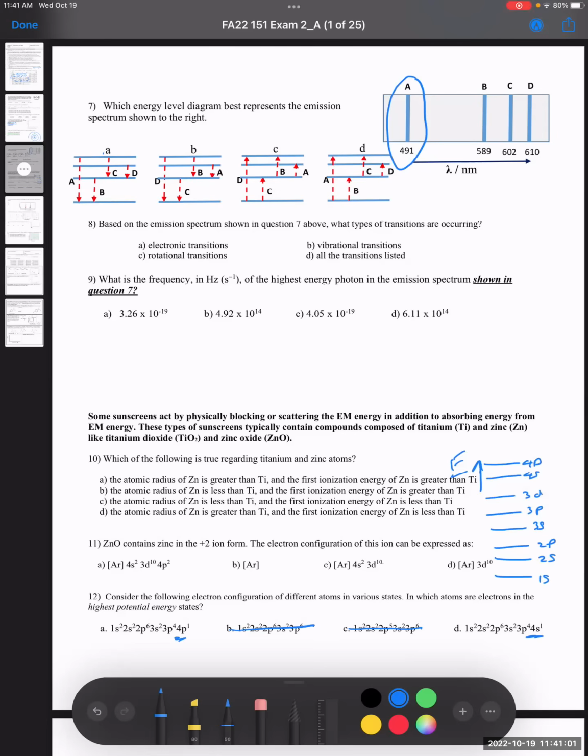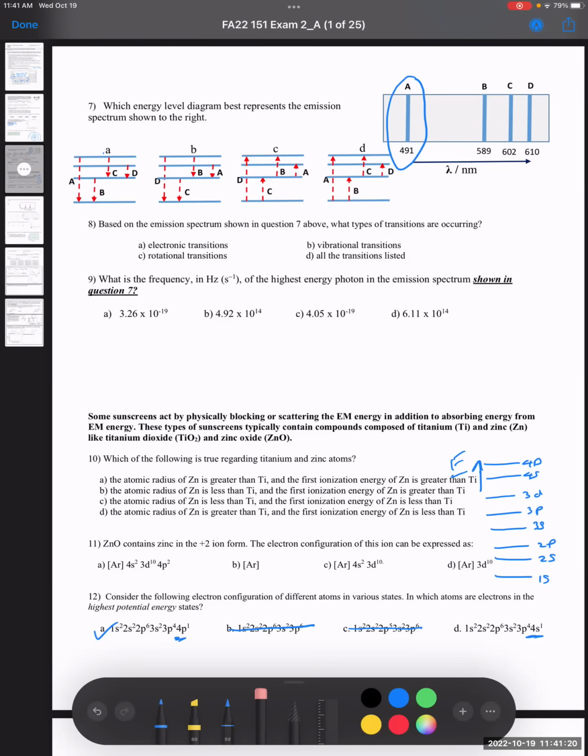So 4p is furthest away from the nucleus, therefore it's going to have the highest potential energy. So we have an electron in the 4p in option A, therefore that must have the highest potential energy electrons. Therefore, we're going to select option A.